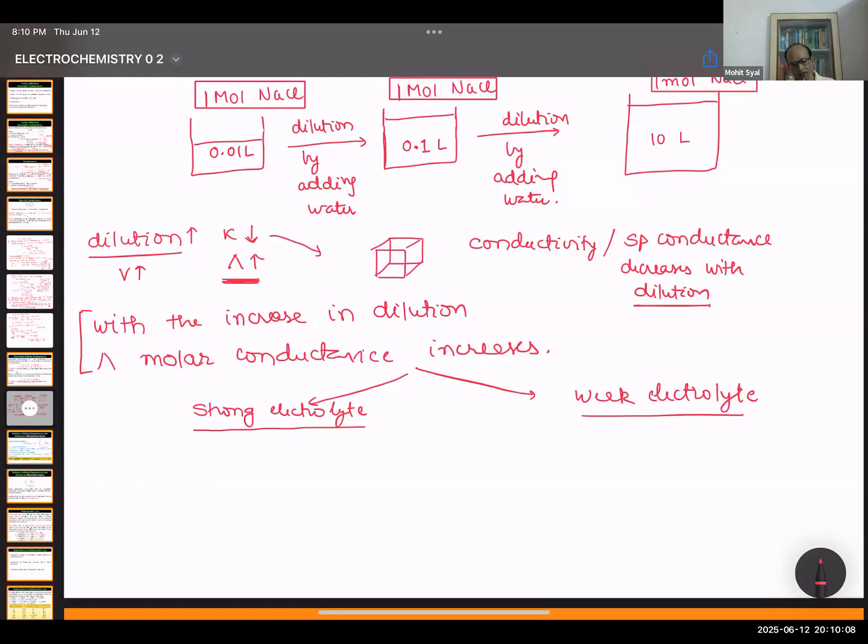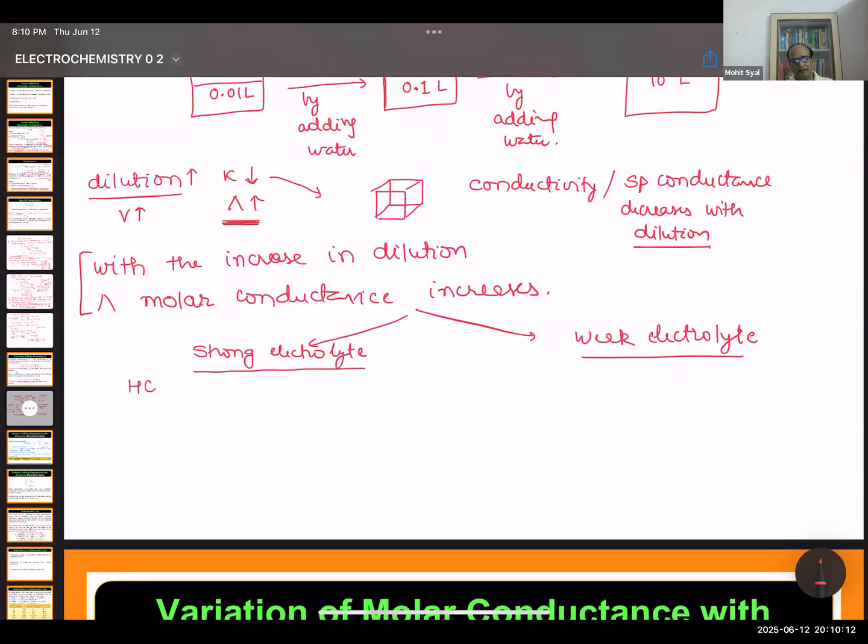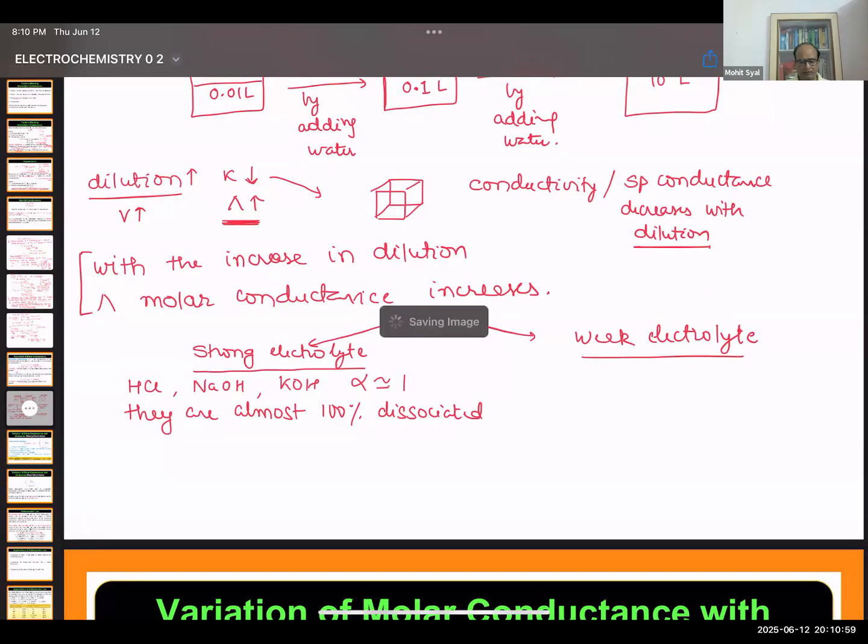So first, what are strong electrolytes? Strong electrolytes like HCl, NaOH, KOH, right? Their alpha is 1, almost 1. Means their dissociation is almost complete. They are almost 100% dissociated because they are strong electrolyte. Okay. And when you are adding water, the molar conductance increases.